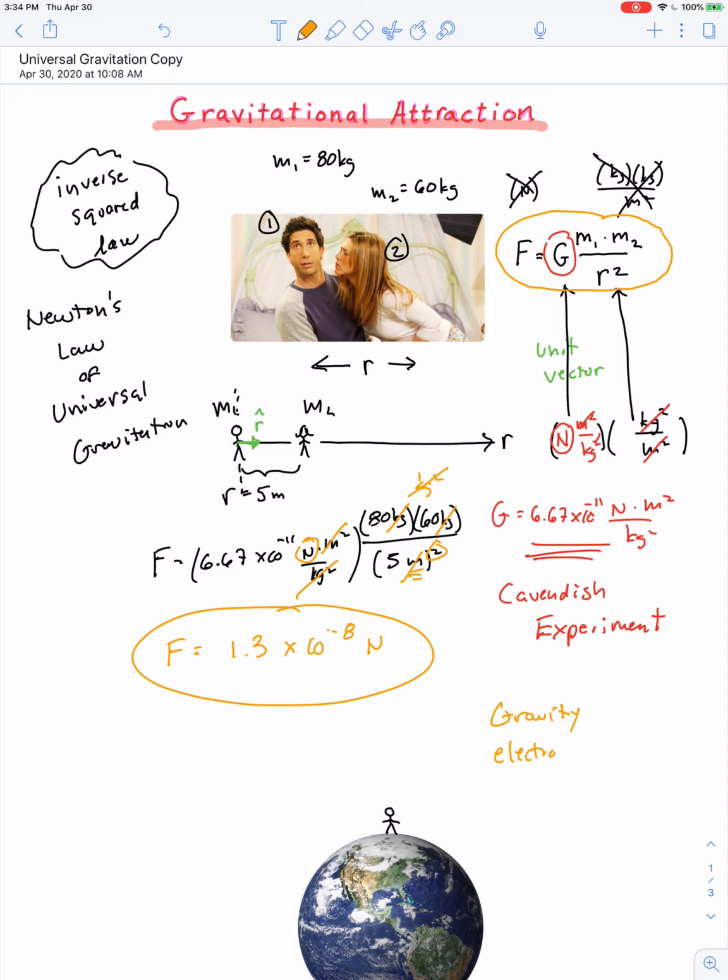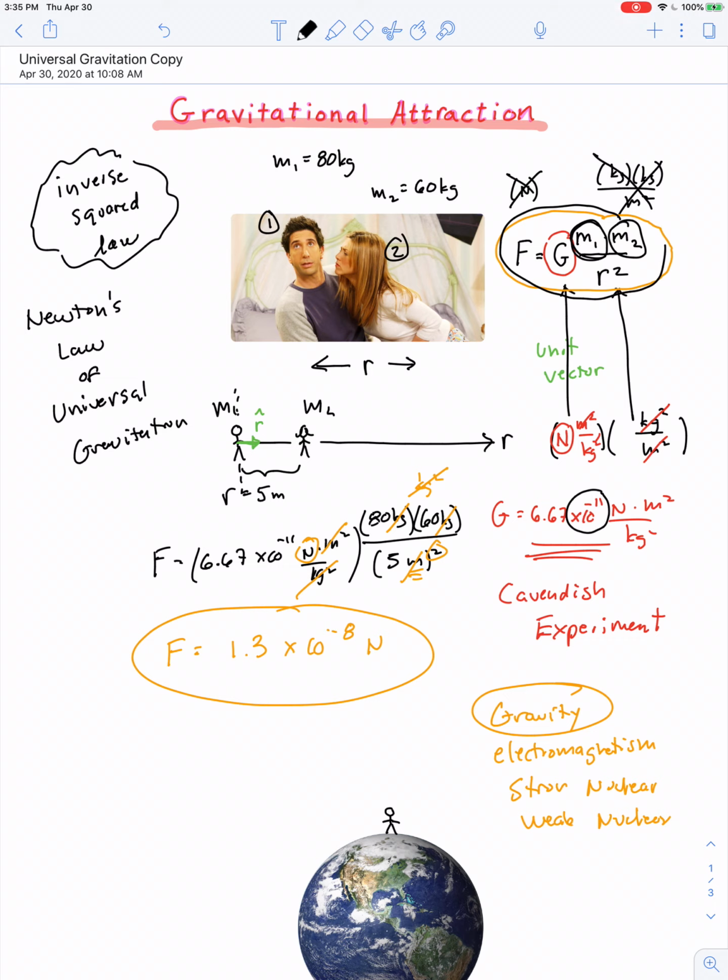electromagnetism, strong nuclear force, and weak nuclear force. The weakest of all those forces is gravity, and the only time you have an appreciable numerical value when applying this equation is if at least one of the two masses is large enough to overcome this very small power of 10 built into the universal gravitational constant.